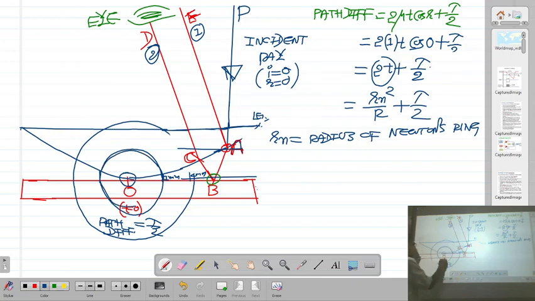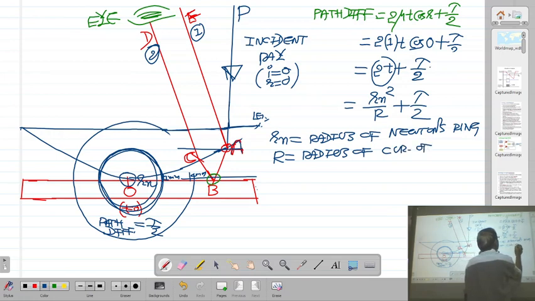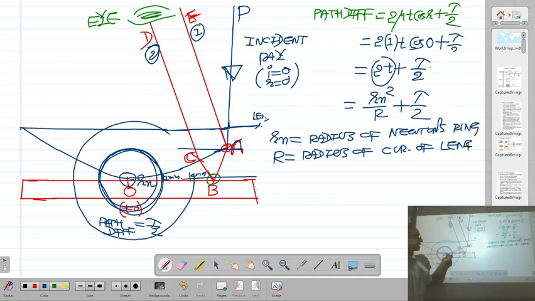Suppose this is a Newton ring around the contact point. Then small rn is the radius of the Newton ring. So small rn is the radius of Newton's bright ring or dark ring, and capital R is the radius of curvature of the convex lens.